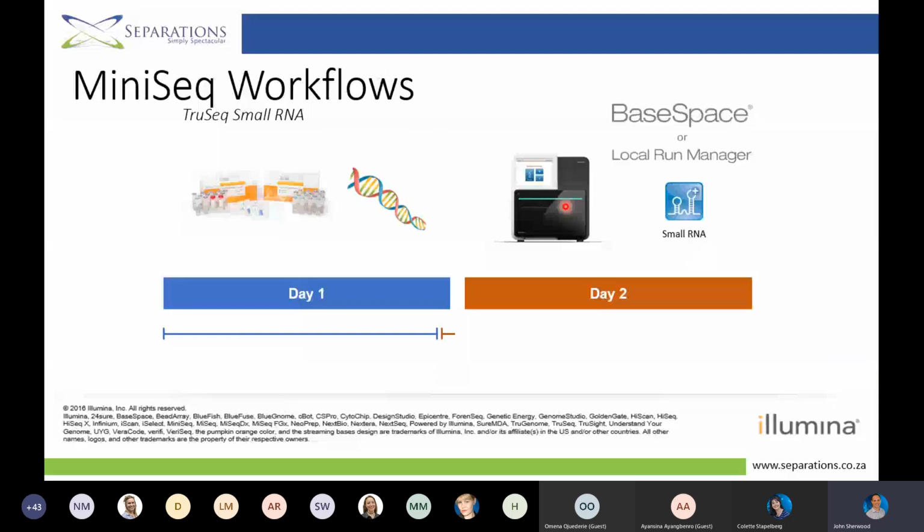So again, it's a very short workflow. You're looking at less than 2 days, and you would basically just use the small RNA analysis module, which will be available either on BaseSpace or on Local Run Manager, to give you a complete answer and a complete workflow.